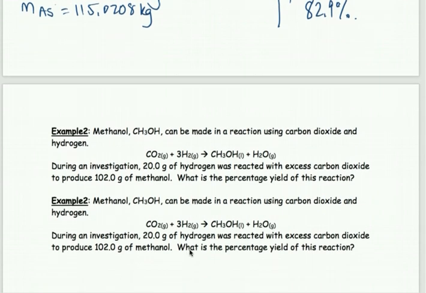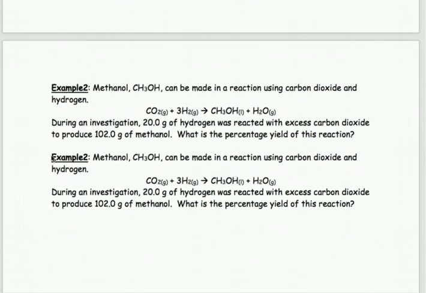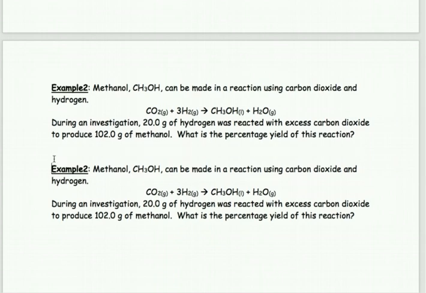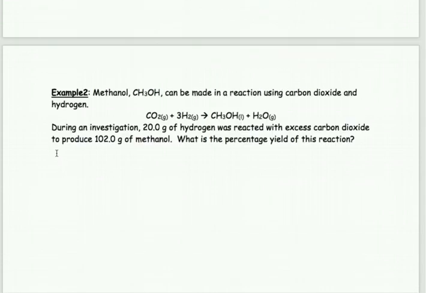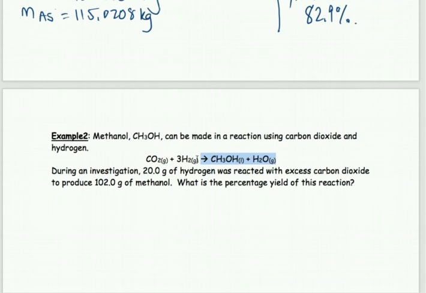All right, let's move to example 2 here. Just read through it and do the usual: find the information that's given to you, and then go through and find the percentage yield.